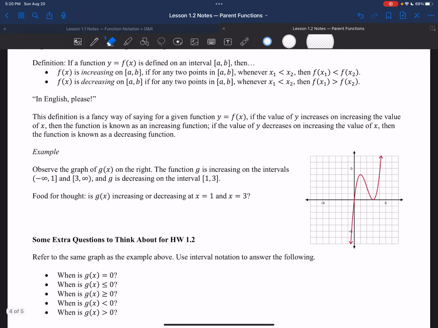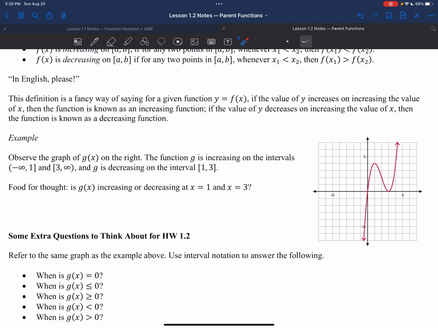And so, I said, in English, please, and all of this is what I just said. So if you want to take a look at this example here, I say, look, observe the graph of g of x on the right here. I say this function is increasing on the intervals negative infinity to 1, inclusive, and 3 to infinity. So take a look at that, right? Let's do it with a little blue, okay? This interval and this interval.